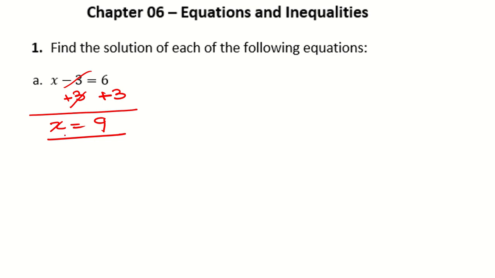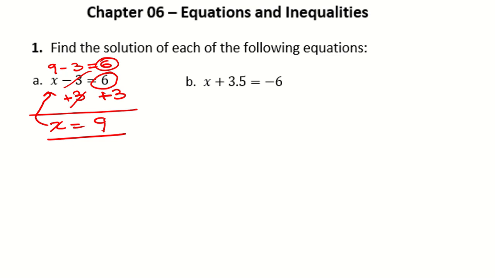If you want to double check your answer, what will you do? You just plug in this value of x in the question. So 9 minus 3 will be equal to 6. So you see both sides are equal. If both sides are not the same, it means somewhere our calculation is wrong. So check your calculation again.